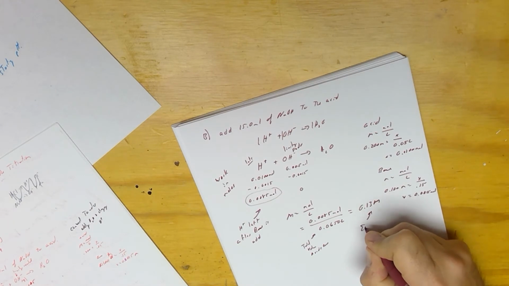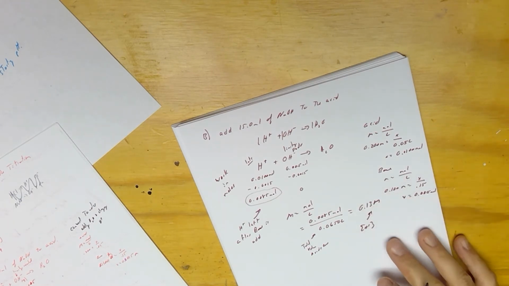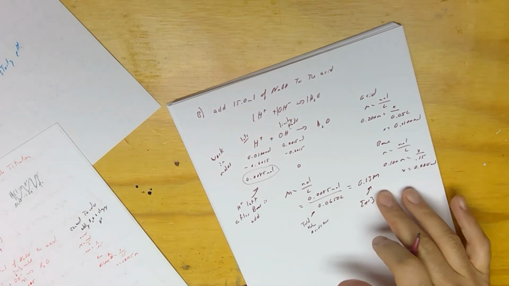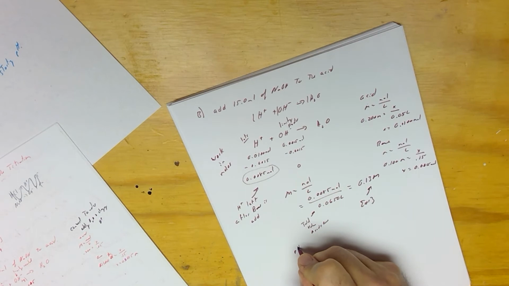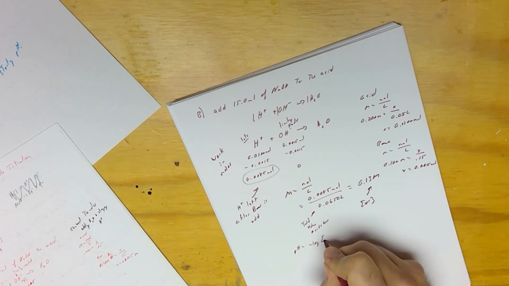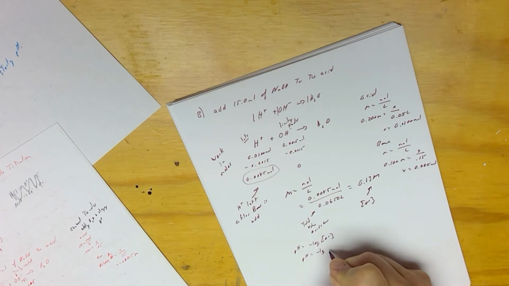So this is my H plus concentration. Now, as soon as I have that, I can go back and say my pH equals the negative log of the concentration of H plus. My pH equals negative log of 0.13 molar, and my pH is equal to 0.89.